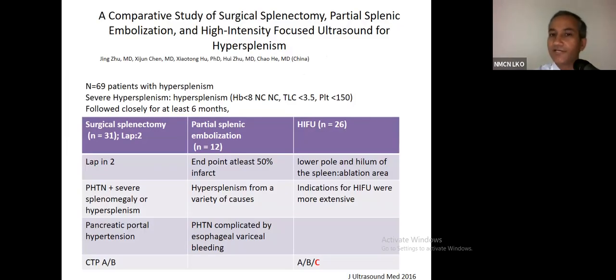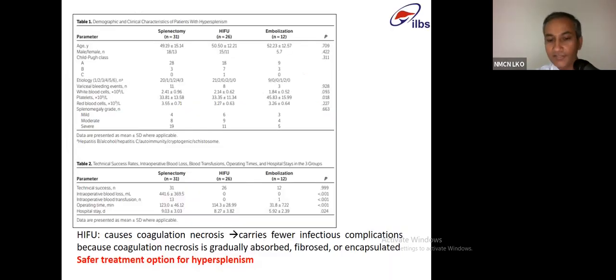Again, there is a comparative study on comparison of surgical splenectomy, partial splenic artery embolization, and high intensity focused ultrasound, which is also called HIFU. This particular study showed that the technical success was there in almost all of the patients where this focused ultrasound was used. And in comparison to the surgical patients or with the embolization, there was relatively less operative time and less hospitalization. So the authors proposed that the HIFU causes coagulation necrosis of the spleen, carries fewer infectious complications, and so it is a relatively safer option for the hypersplenism.